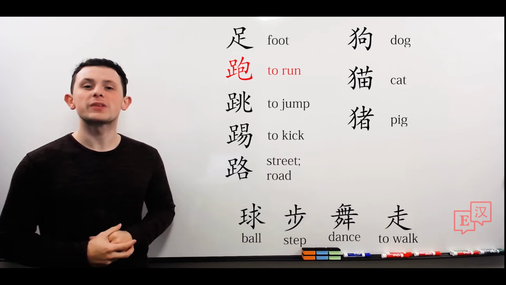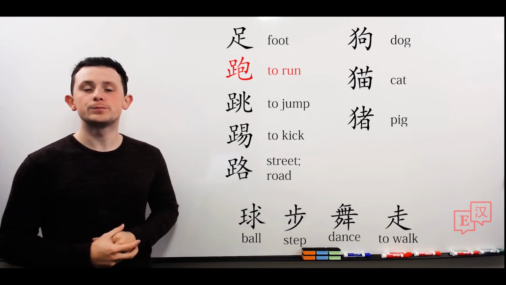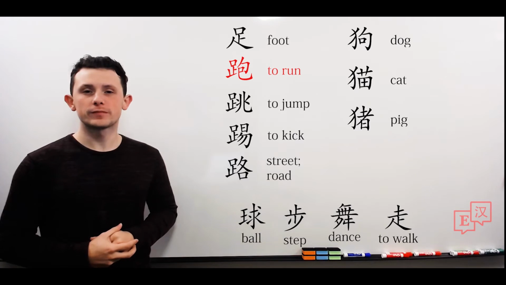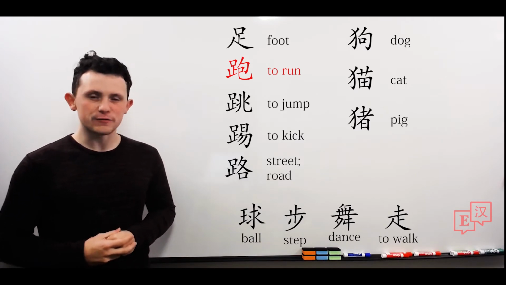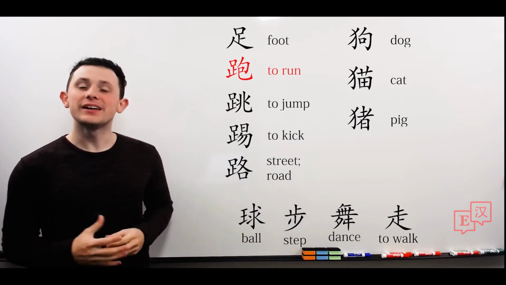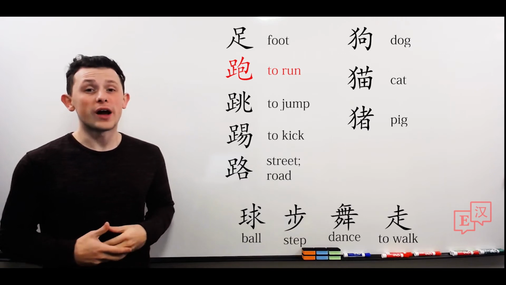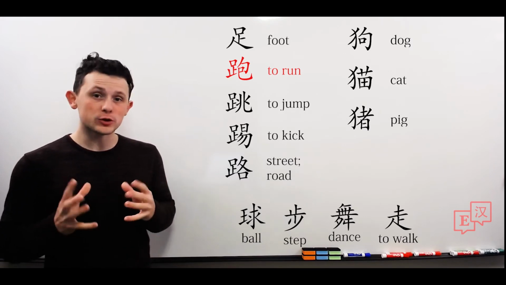Pao. You'll notice on the right of the character, next to the foot, we have bao, which means to wrap. The idea here being that the run happens after you have wrapped your feet with a shoe.